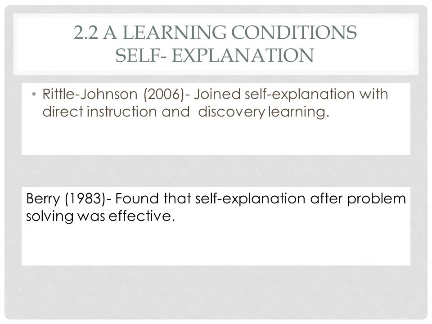Many studies have studied self-explanation in combination with other learning conditions. In 2006, Rittle-Johnson found that self-explanation joined with direct instruction and discovery learning proved to be effective. In 1983, Berry found that students who performed self-explanation after they had solved problems showed improvement.